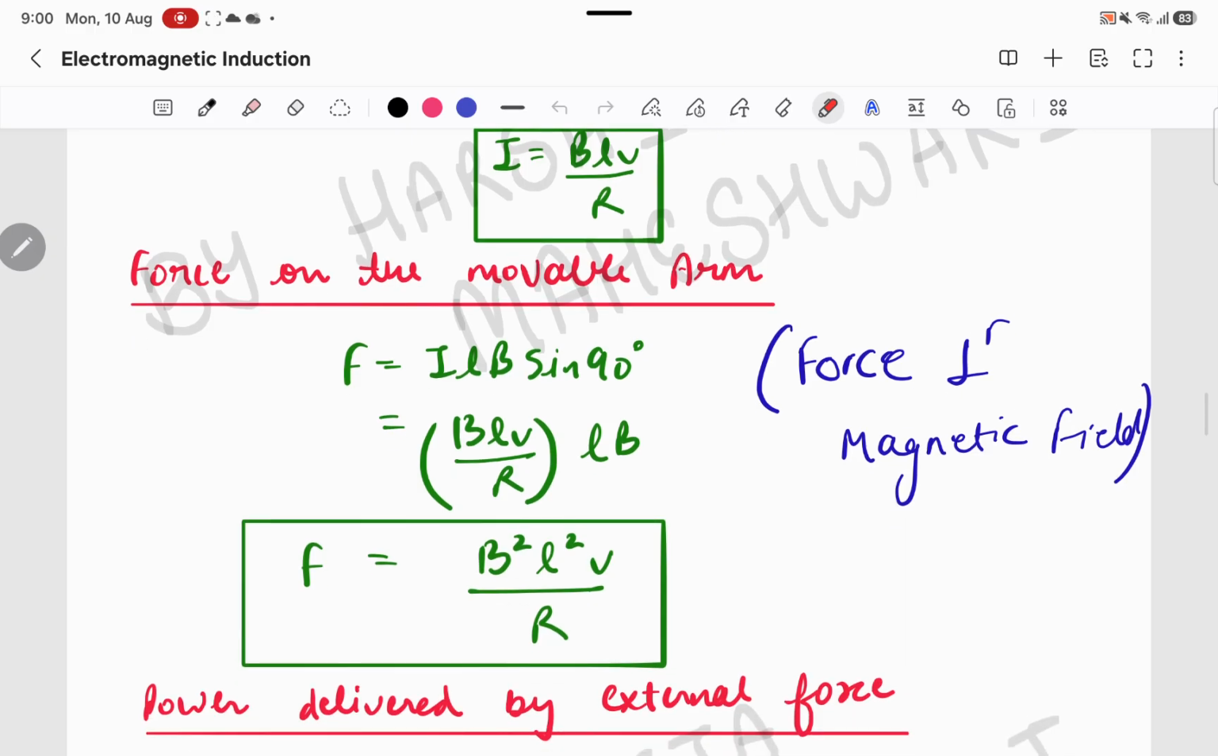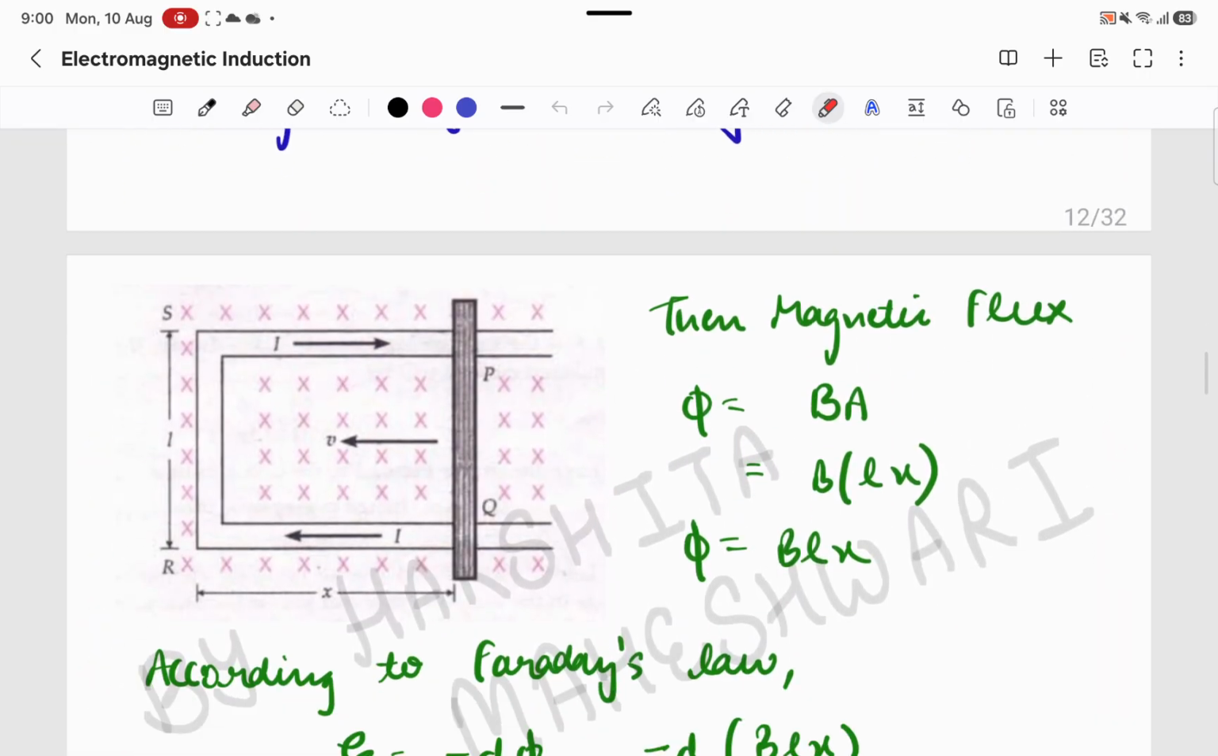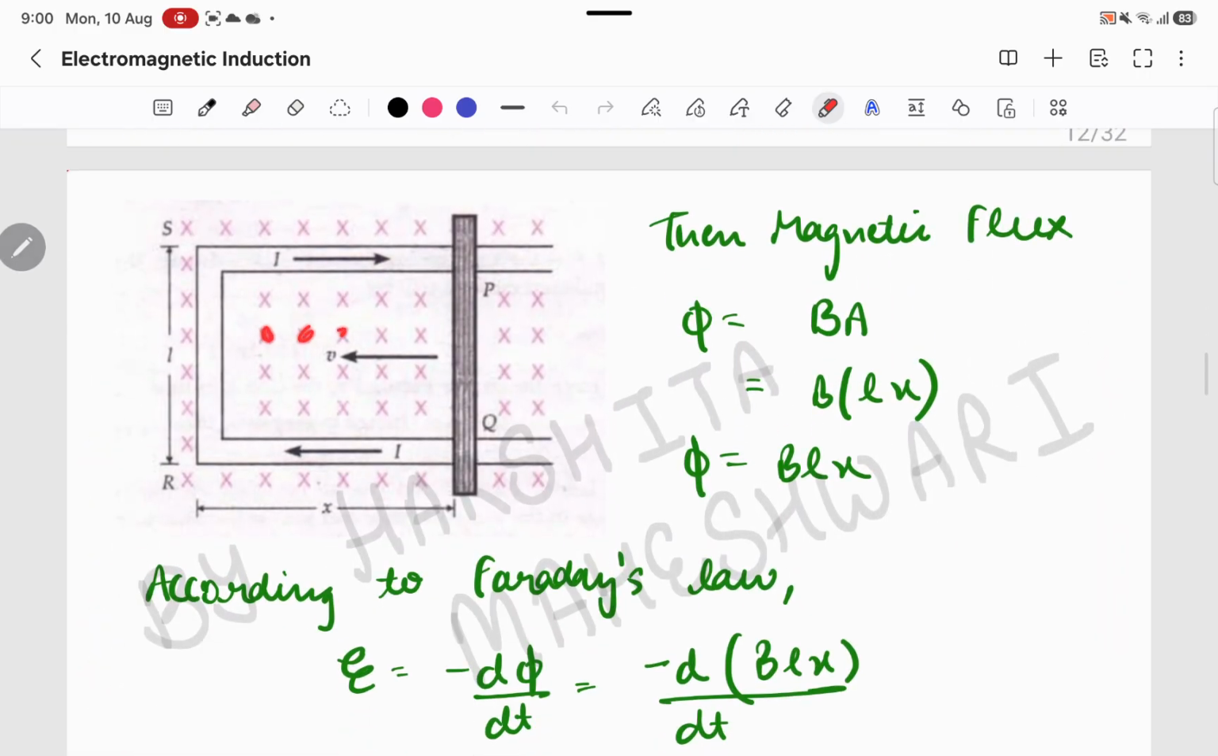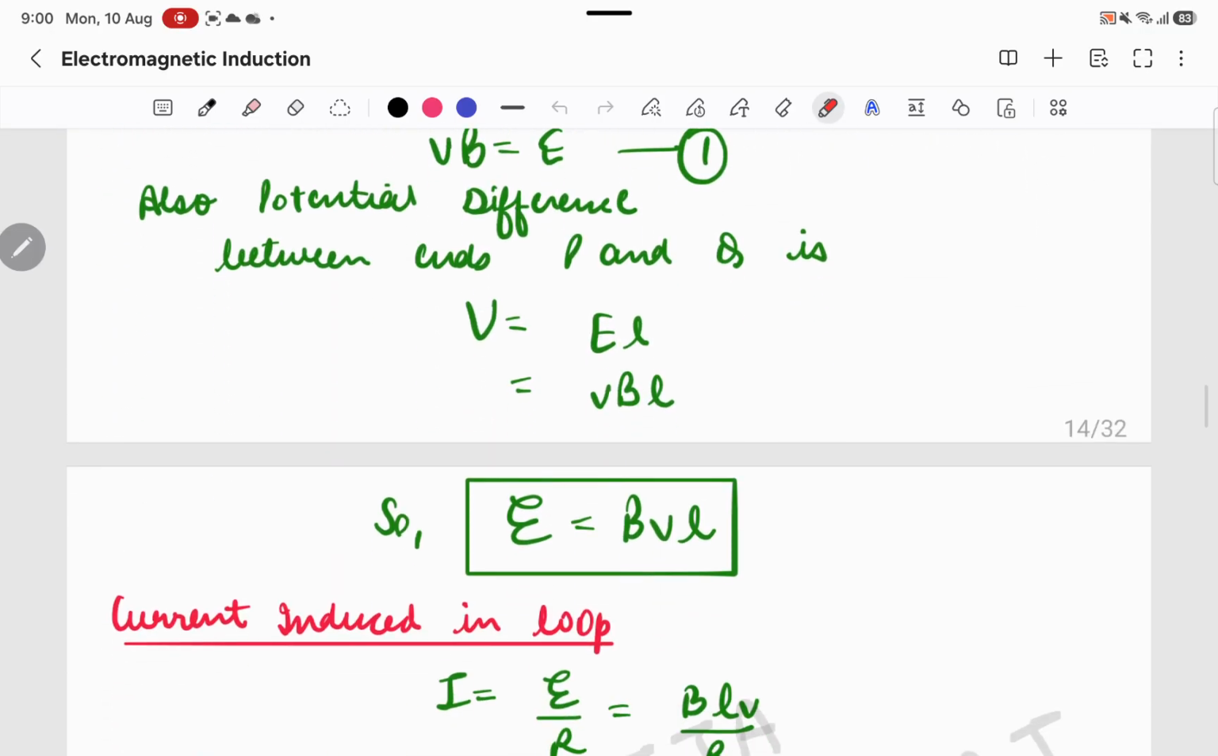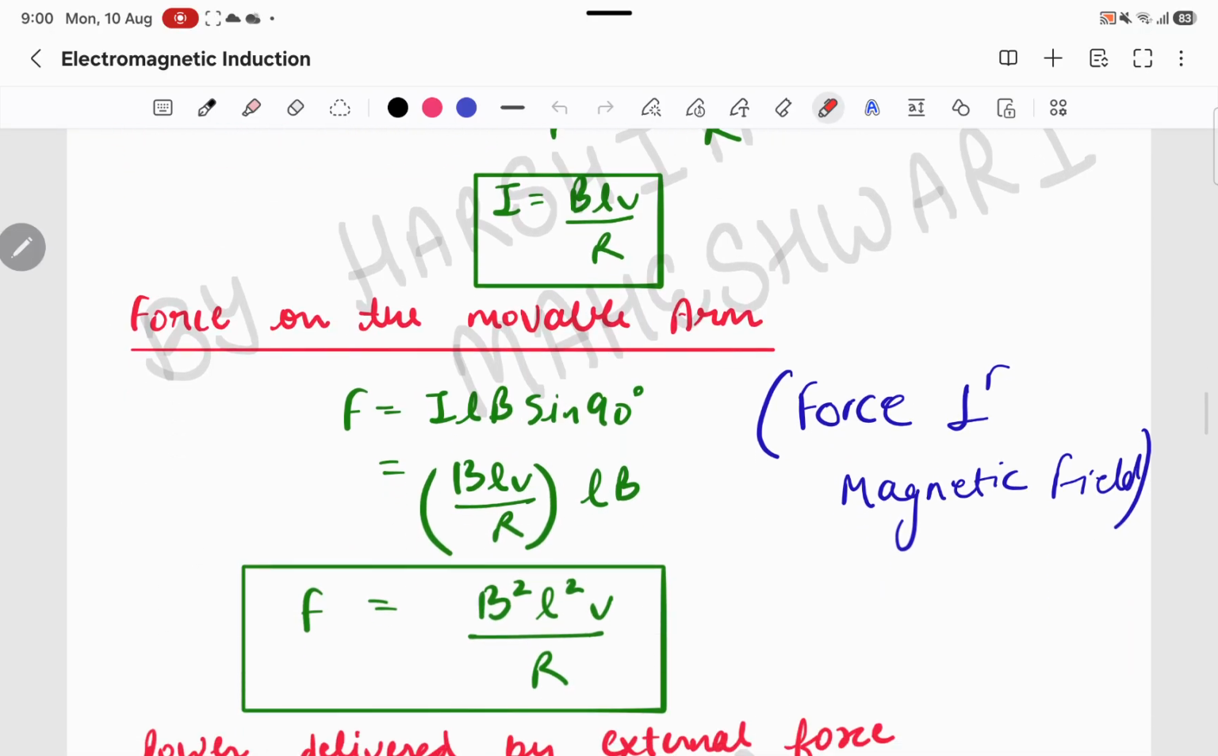The third thing is the force on the movable arm. If the arm is moving, then in the earlier derivation we saw that the magnetic field is going into the plane of the paper. The magnetic field and the force always lie perpendicular to each other, so we take sine 90 and write the formula of force as ILB. The value of I we can substitute back from here, while L and B remain as they are. So we get the formula of the force, which is B square L square V by R.